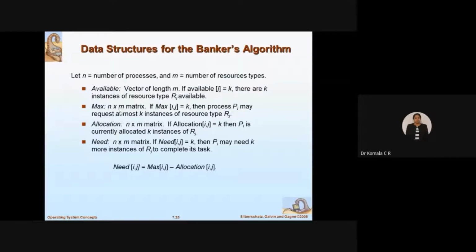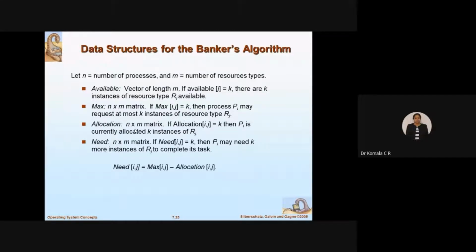Next we have maximum, the definition for maximum. If you go for n number of processes and m number of resources, so for an n cross m matrix, if maximum of i, j is k, then process Pi may request at most k instances of resource type Rj. That means Pi, again i can be 1, 2, 3, so on n. Again Rj can be 1, 2, 3, so on Rm. Fine. So if maximum of i, j is k, therefore Pi can request a maximum of how many instances? K number of instances.